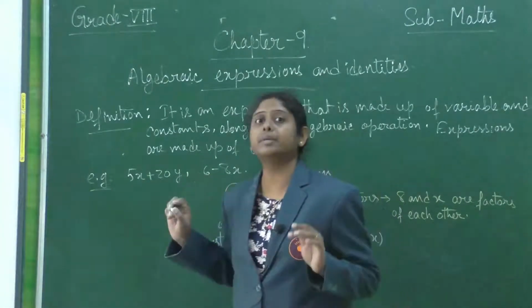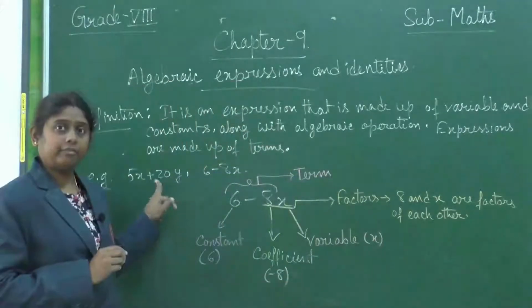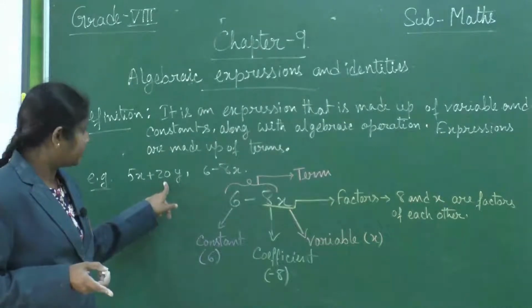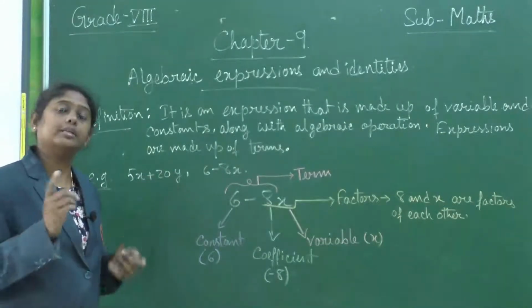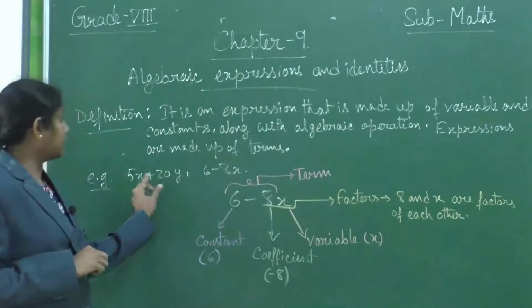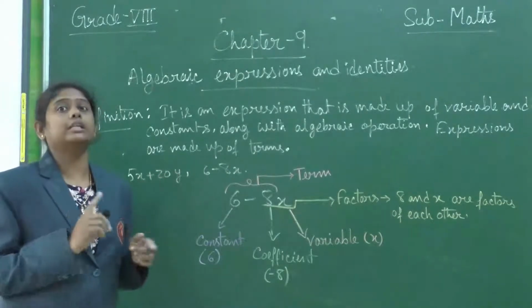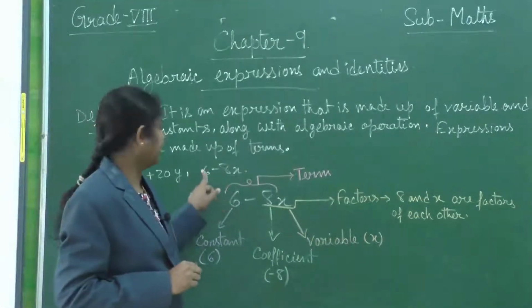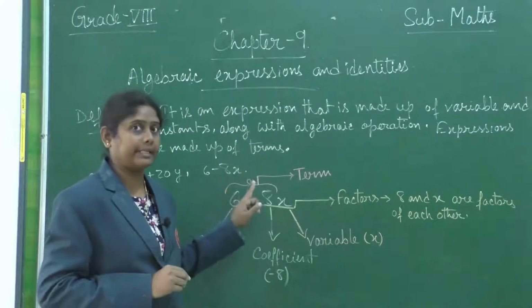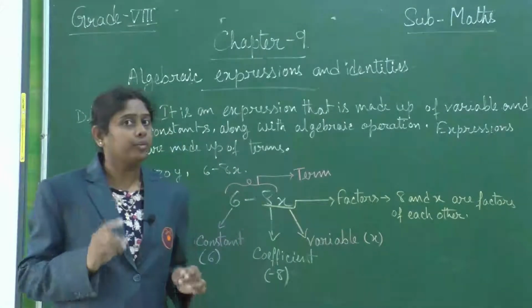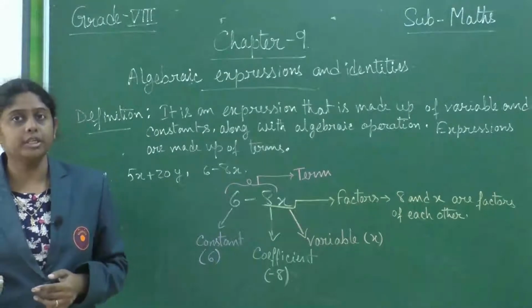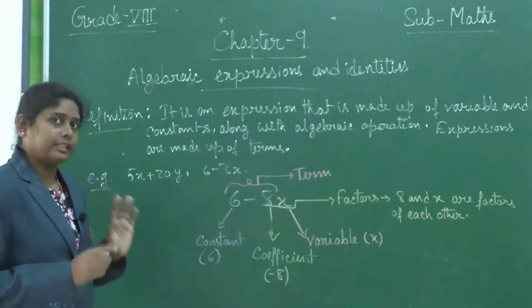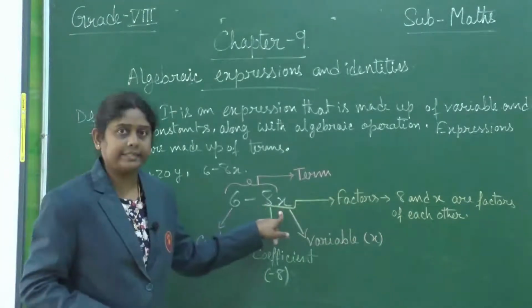This is an algebraic expression where 5 and x are related with the multiplication sign. Similarly 20 and y are also related with the multiplication sign, and 5x and 20y are related with each other with the addition sign. One more example we are taking is 6 minus 8x. In this example, we will find out which one is the coefficient, which one is the constant, which one is the variable and which ones are the factors. Let's check that. So 6 minus 8x.